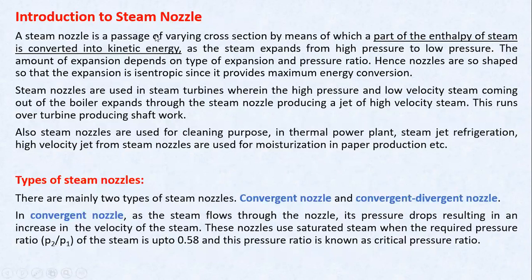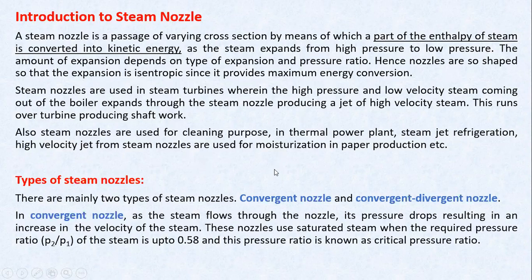Now let's get into the steam nozzle. The steam nozzle is a passage of varying cross section, and here part of the enthalpy of the steam, that is the heat energy of the steam, is converted into kinetic energy as the steam expands from high pressure to low pressure. The amount of expansion depends on the type of expansion as well as the pressure ratio.